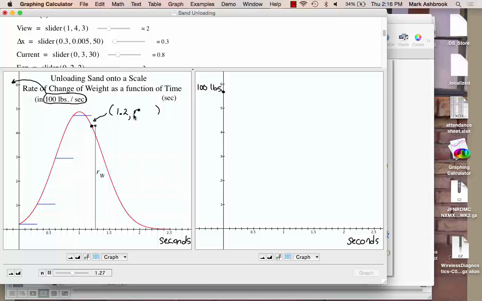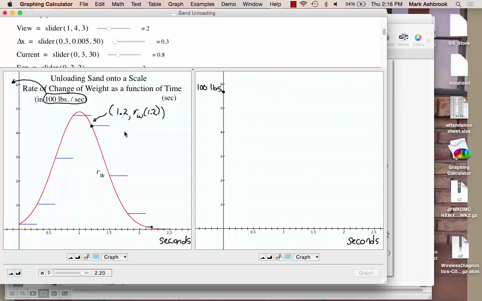Now we're going to use that rate, R sub W of 1.2, to be the constant rate for that entire interval. And that's what I'm showing with the little blue segment, right? So we're going to use that rate of R sub W of 1.2 to be the constant rate for that whole interval. I'll stop it. And that's showing this right here.